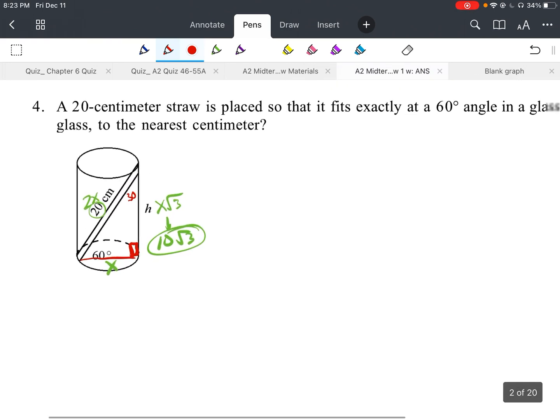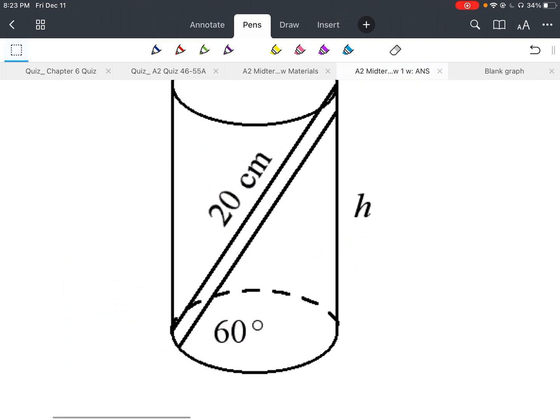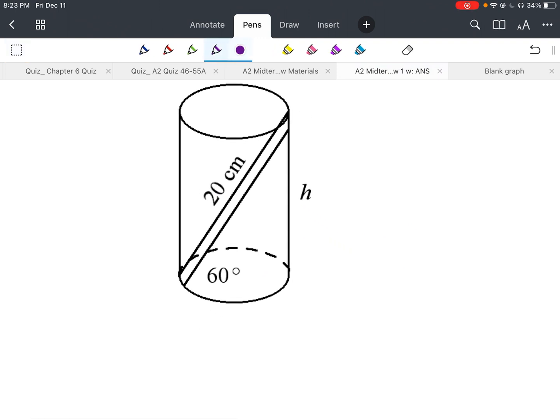All right, you got a straw in a glass at an angle. Let me start this one over because we've done this before. But the key on this one is to realize this is a 60-degree angle. And it's kind of given that this is a 90-degree angle here, and so this would be a 30. So you have a 30, 60, 90 triangle. The hypotenuse of a 30, 60, 90, this straw here, is going to be 20.